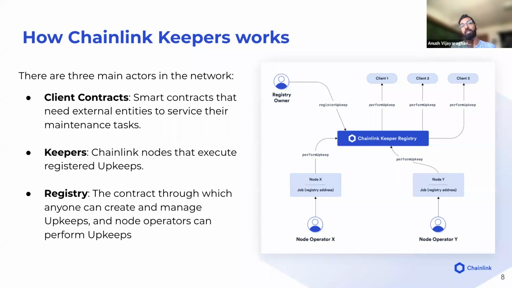The second part is the keepers on the network. These are the Chainlink nodes that execute registered upkeeps. Each keeper node continuously performs off-chain condition checks at every single block, then broadcasts a transaction to the blockchain as soon as conditions are met. They manage gas price selection as well as gas bumping as required to ensure your transactions are confirmed in a timely manner. And the third piece is the keeper registry, which brings together the client contracts and the keepers and enforces the rules of the network to ensure all parties play fair and payment is provided for work that is performed.